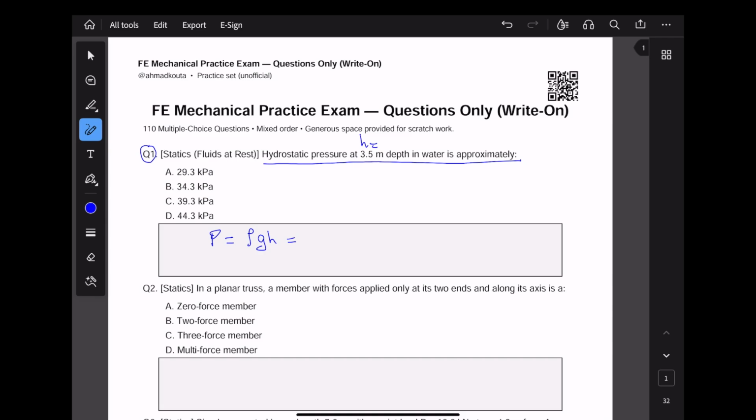Rho is the density of the fluid. The fluid here is water, and the density of water is 1000 kilograms per meter cubed. G is the gravitational acceleration, and it's 9.81 meters per square second. And H is the given depth of 3.5 meters.